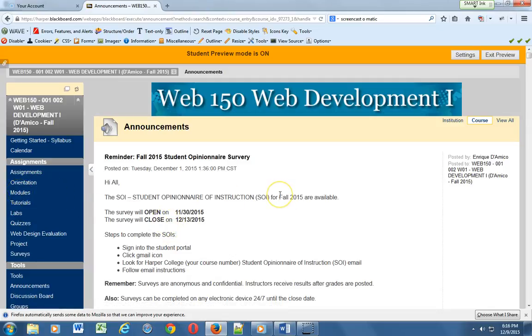Oh, and maybe before we go on to that, I do want to remind you again about your SOIs, Student Opinionaire of Instruction form or survey that I'd like you to fill out. So if you have not filled it out, please do. You have until December 13th to do that. So just a few more days to fill that out. Please do that. We'd like to get 100% of all the students to fill out that survey. All right, so let's go to Module 12.